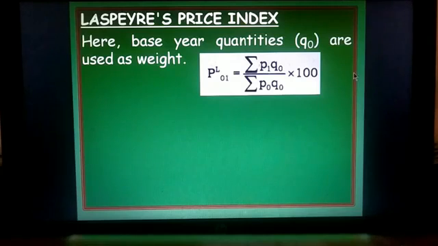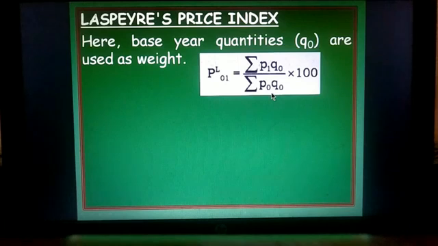So later it has to be multiplied by 100, as these are index numbers, and index numbers are always multiplied by 100. They are expressed in terms of percentages. All index numbers are expressed in terms of percentages. That's why it has to be multiplied by 100.